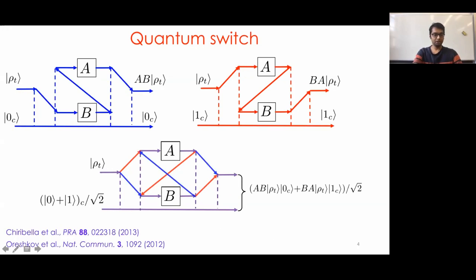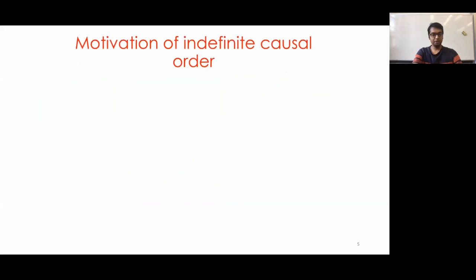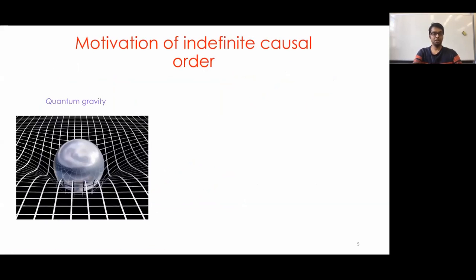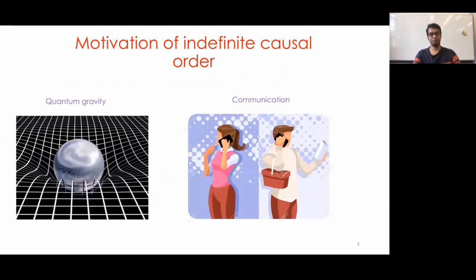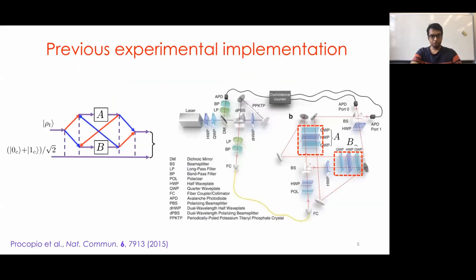So this work has got a lot of scientific interest, specifically because it has foundational implications in quantum gravity, where superposition of two different space-times is considered. And for the pragmatic, it is important in some tasks like communication, augmentation, or computation. So the question is, can we realize this sort of indefinite causal order in the lab?